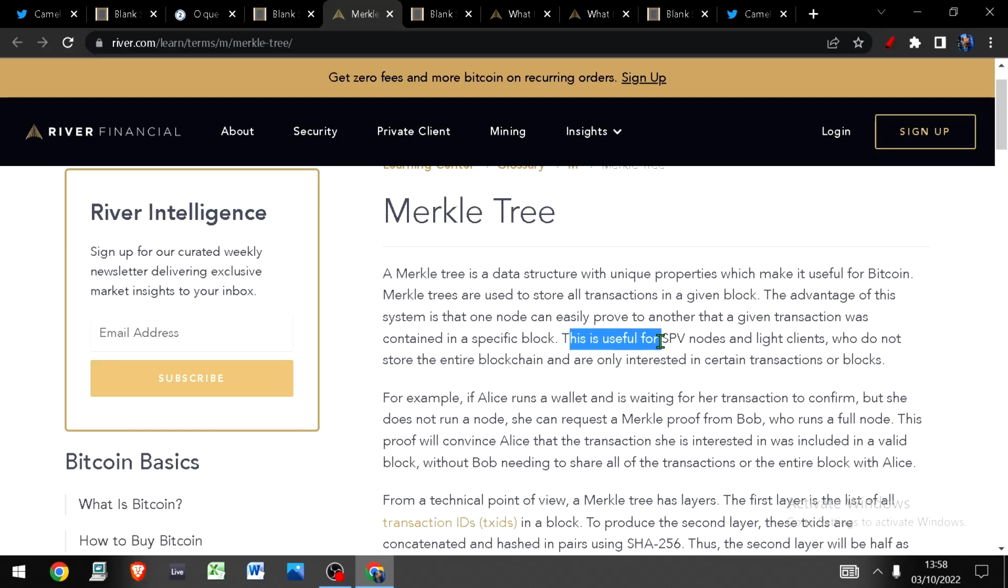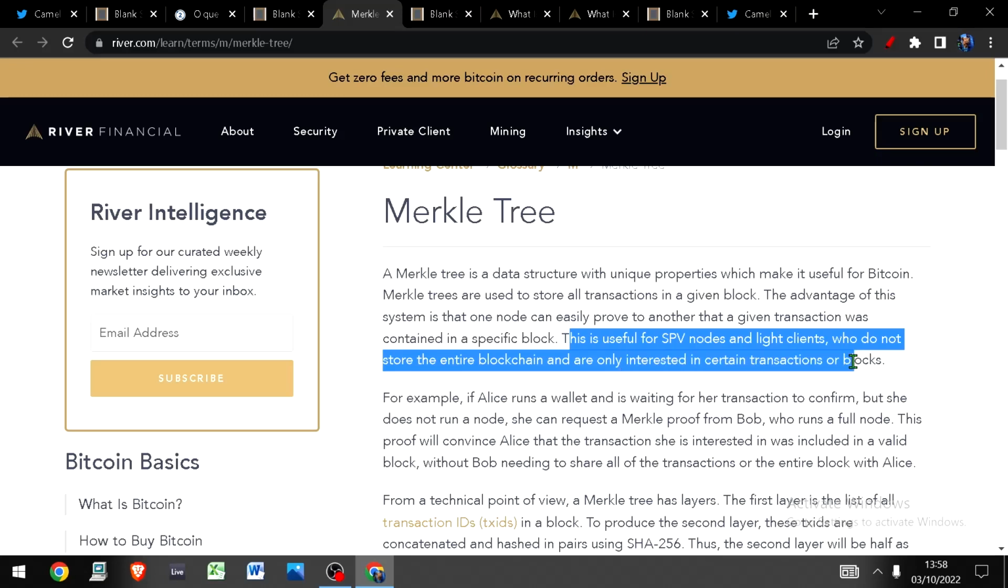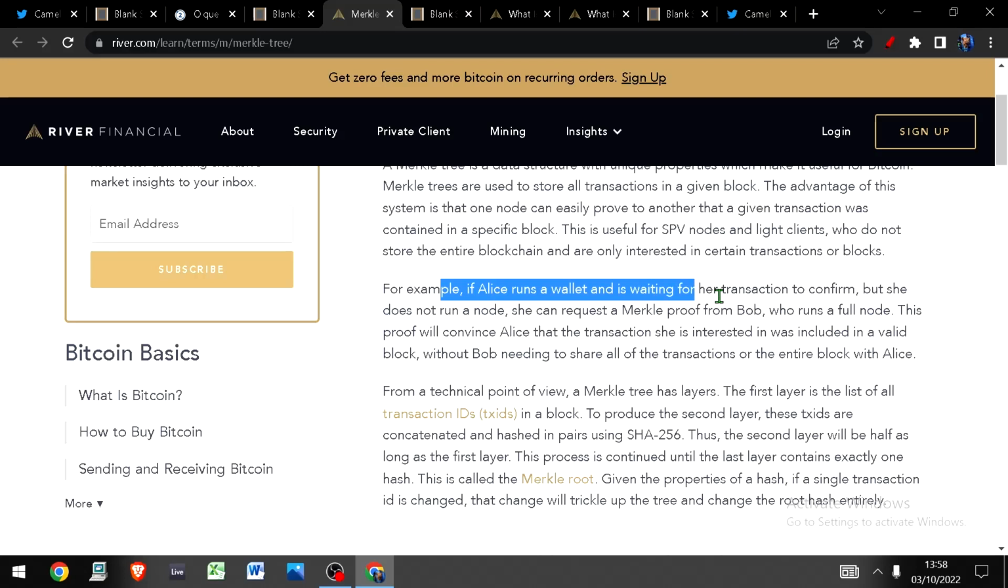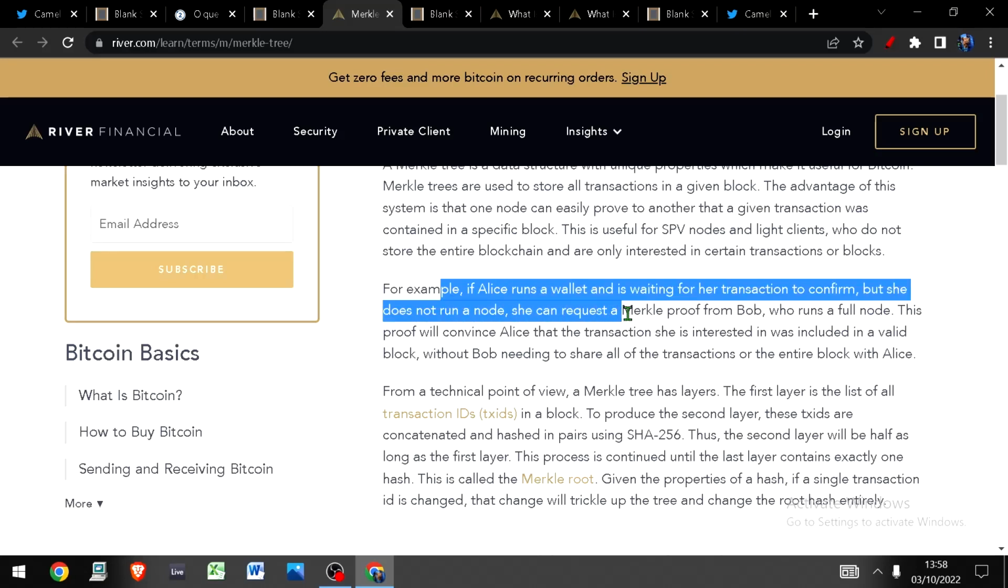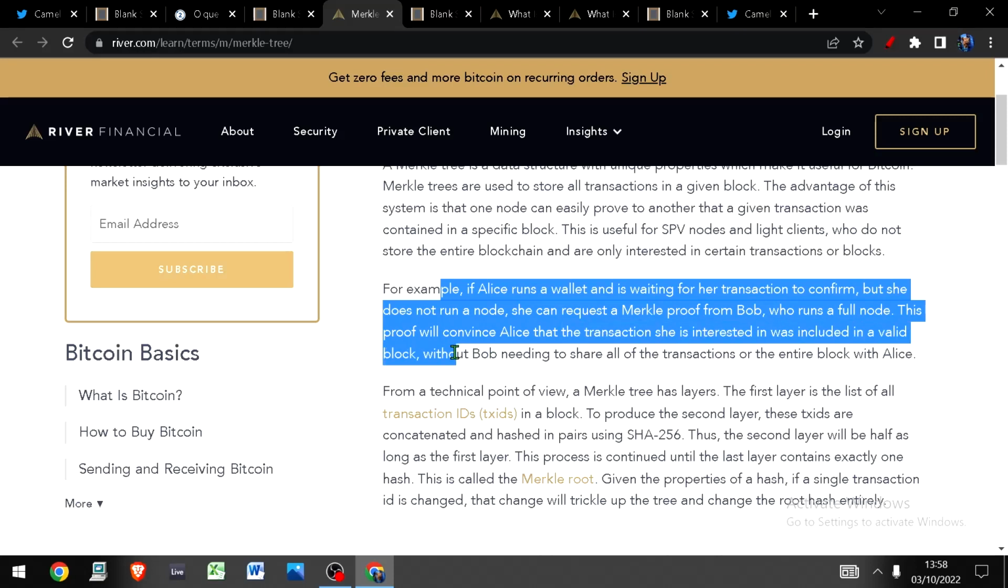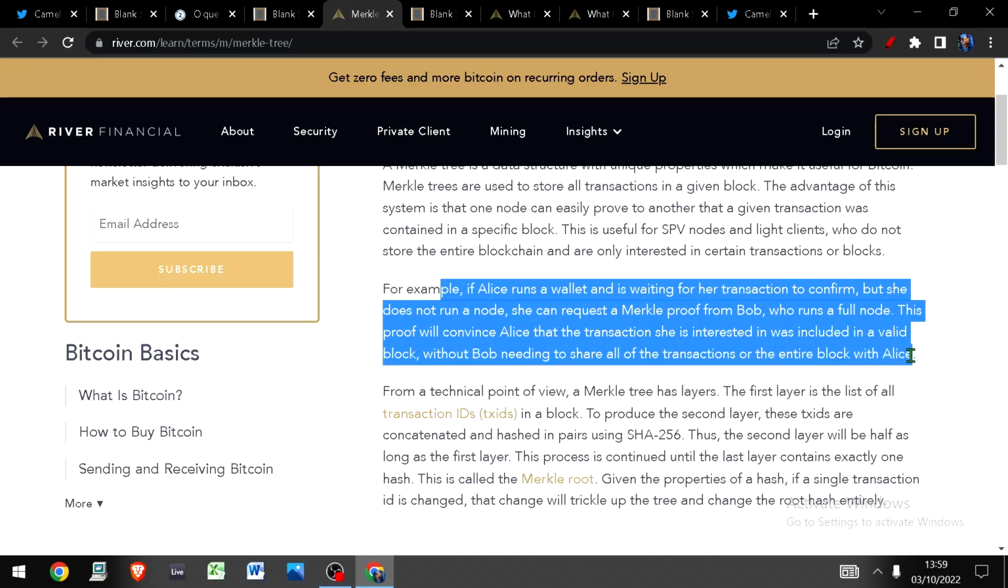This is useful for SPV nodes, simplified payment verification, that is, and light clients, who do not store the entire blockchain and are only interested in certain transactions or blocks. So for example, if Alice runs a wallet and is waiting for a transaction to confirm, but she does not run a node, she can request a Merkle proof from Bob, who runs a full node. This proof will convince Alice that the transaction she is interested in was included in a valid block, without Bob needing to share all of the transactions or the entire block with Alice.